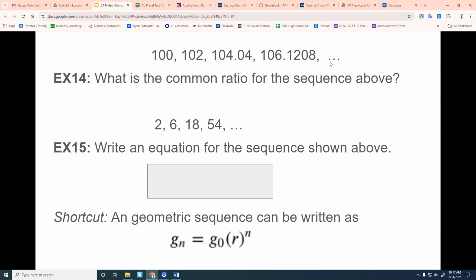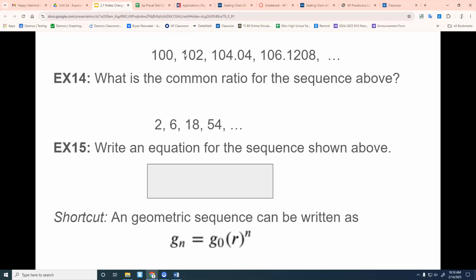I can kind of tell that it is multiplying because from 100 to 102, that would be adding 2. But you definitely don't add 2 to get to 104.04, right? So it has to be some sort of multiplying because it's not a constant value that's being added there. What do you guys think? Yes, it's going to have to be like a 1 and a decimal.